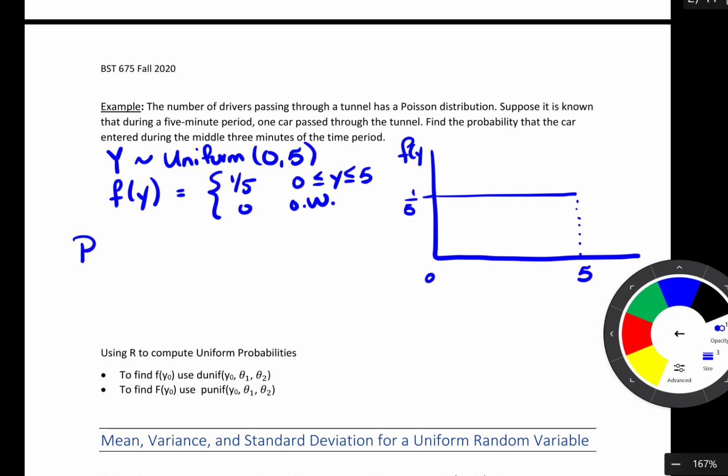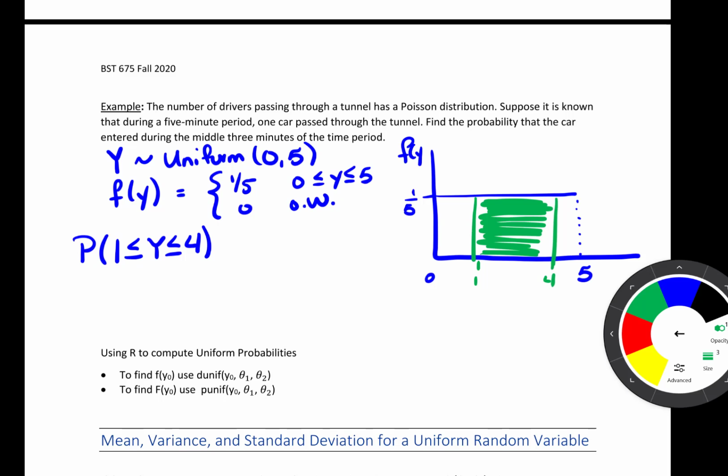And if we're interested in the middle 3 minutes, that means we're interested in the probability that y is between 1 and 4. So looking at our plot, what we're interested in is this area under the curve. And notice that that is going to be equal to 4 minus 1 times 1/5, which is equal to 3/5. And similar to before, we could have also used integration. And then here we have the R code to find those as well.